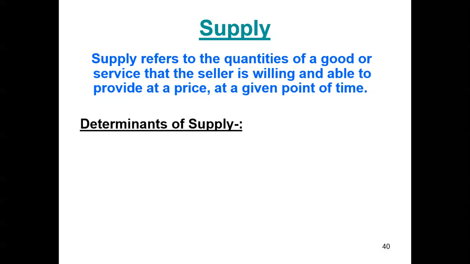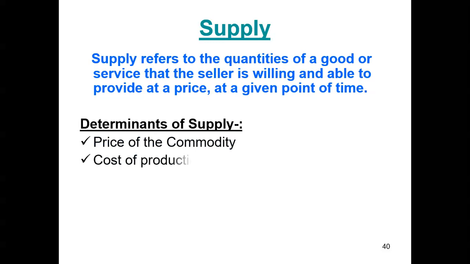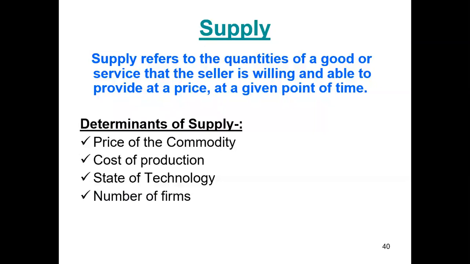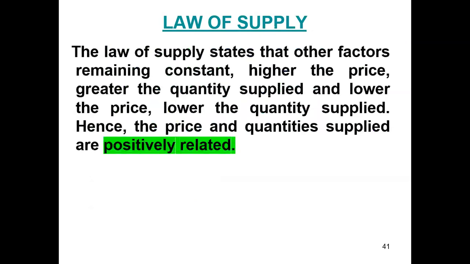How much you are going to supply, that is, the seller is willing and able to provide at a price, that is supply. So price determinants, as usual, the same thing will also be applicable as in demand. It's also applicable for supply: price of the commodity, cost of production, what technology is based, and we can also see the number of firms will always be there, and government policies.